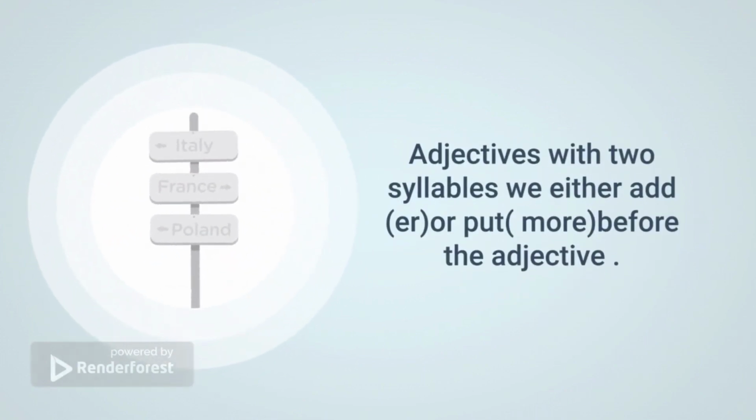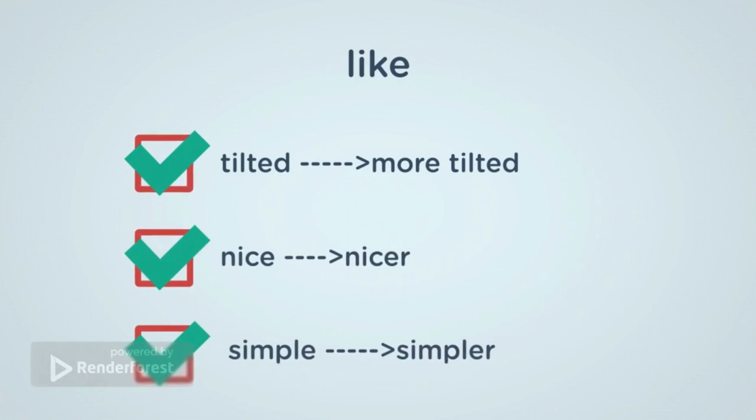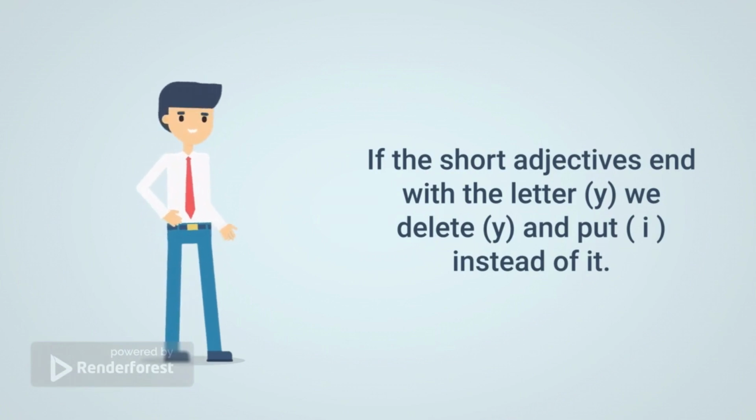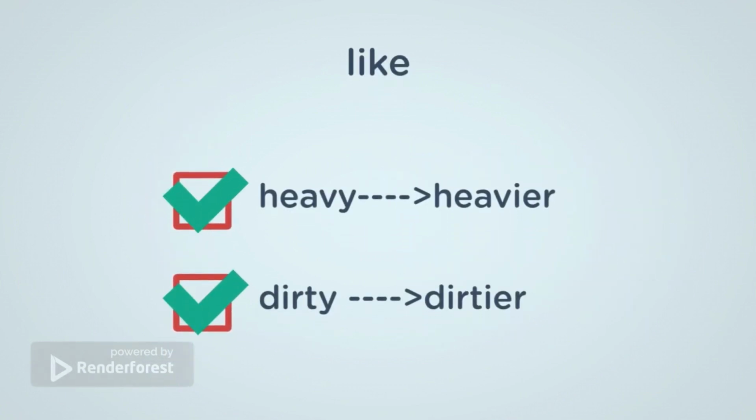For adjectives with two syllables, we either add er or put more before the adjective, like tilted, more tilted, nice, nicer, simple, simpler. If the short adjectives end with the letter Y, we delete Y and put I instead of it, like heavy, heavier, dirty, dirtier.